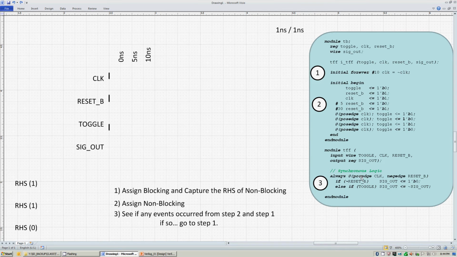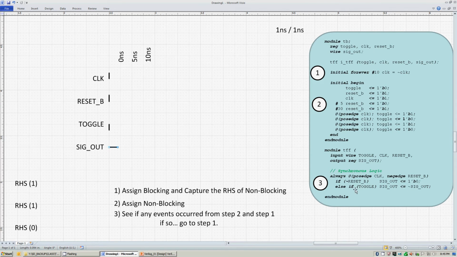This process then says, are we in reset? No, reset's 1. So we say, else if toggle. Well, toggle's actually not high at this point. So sig out gets the inverted value of sig out. My question is, what's sig out at this point? You should be thinking it's X. Sig out is X, and it's going to remain X because the inverted value of an X is still an X.